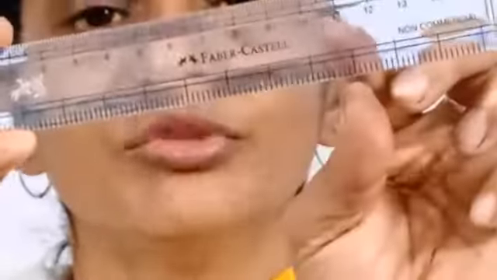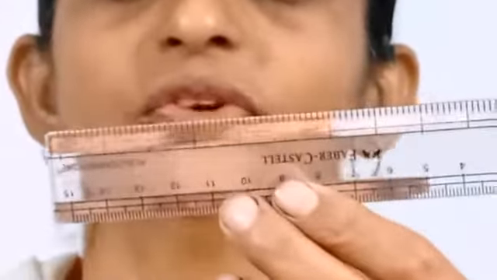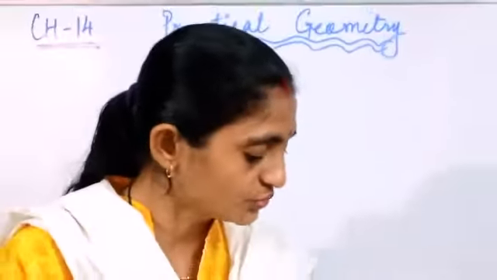Now, if this is the centimeter scale, then what is the meaning of the other side? You must be clear about this one. The other side of the scale has been given the measure of inch. We are not going to use it now, but the other side gives the measure of inch.